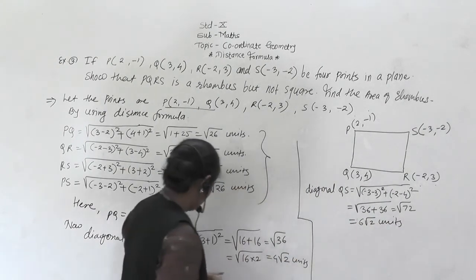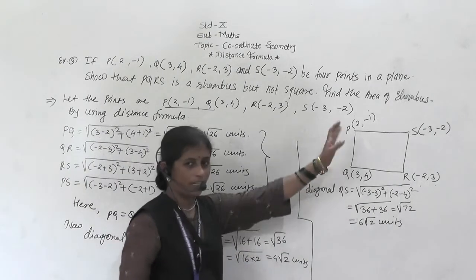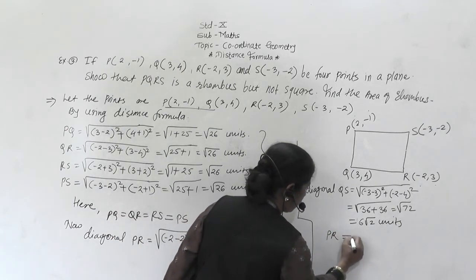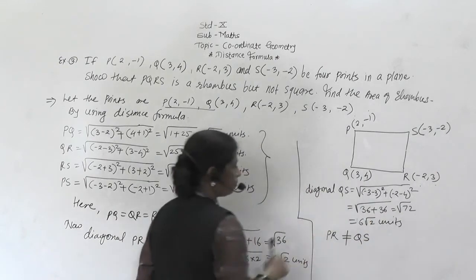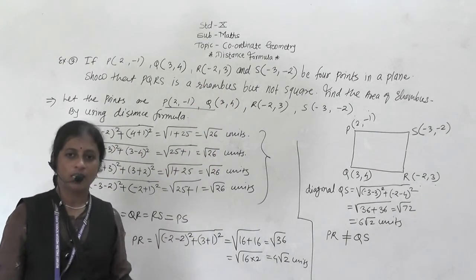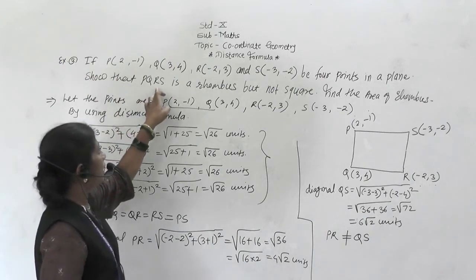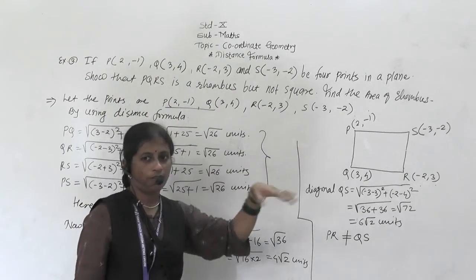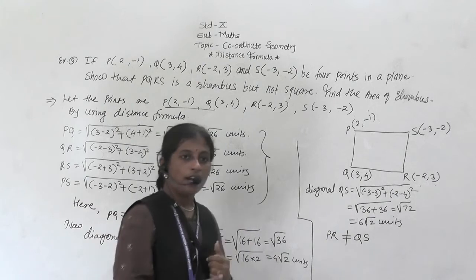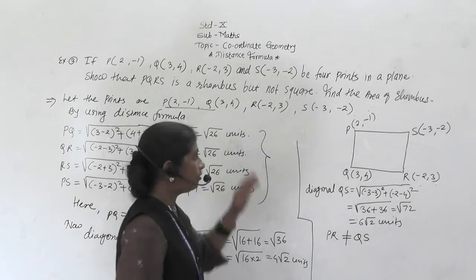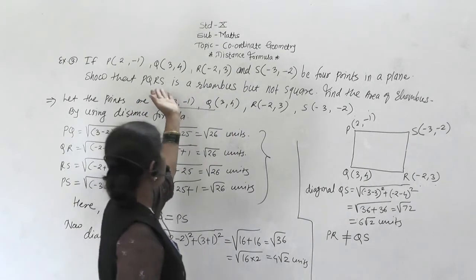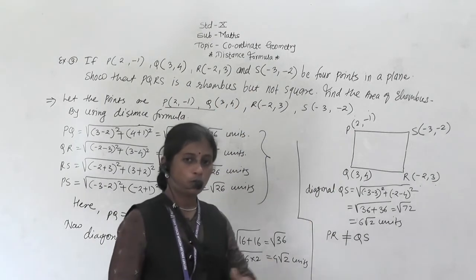It means that diagonal PR and another diagonal QS, the lengths of PR and QS are totally different. So here what we can write? PR is not equal to QS. And all these things here, you have seen that we follow the properties of the rhombus. Correct? So this shows that PQRS is a rhombus but not a square. It is a square when the diagonals are also the same. But here the diagonals are different, and hence we can write these points given in a plane are the vertices of a rhombus, correct, but not a square, right?